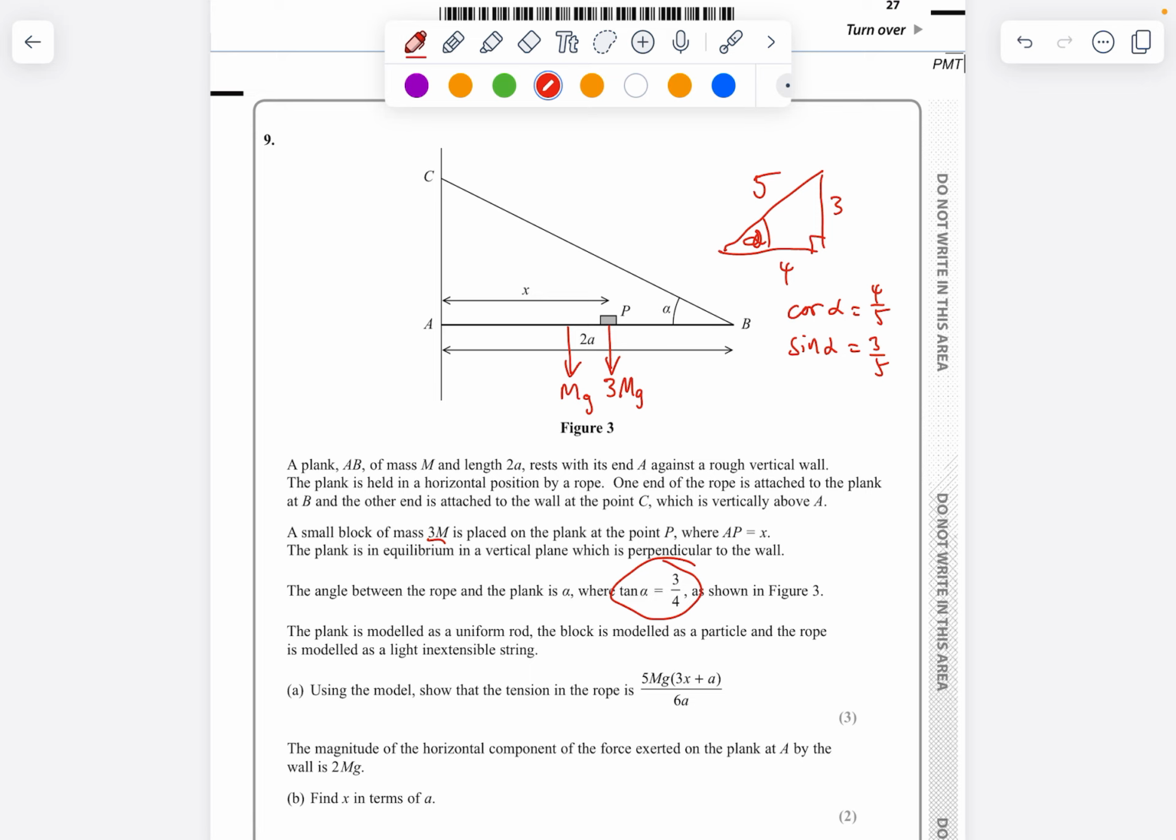We're also told, and this is an important thing, that it's modelled as a uniform rod, so I can assume that mg is a from the wall, because the overall length of the plank is 2a. Great, so now I've got everything in place. Now for A, we've got to use the model to show the tension of the rope is equal to that.